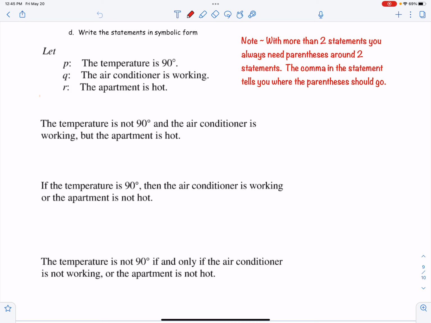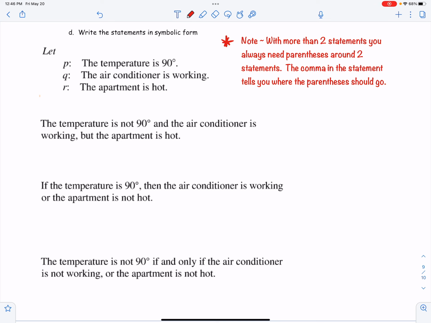Okay, so rounding out section 3.1, now that you have a little bit of an idea about how these symbols work and you've had a little bit of practice using them with 2 statements, we're going to look at what happens when there's 3 statements. And the most important thing here, I've given it to you as a little note, is that anytime there's more than 2 statements, you have to put 2 in parentheses, because that tells a person which 2 should be done first before applying it to the third. And the way you determine where those parentheses are going to be is by looking at the comma and where it occurs in the statement.